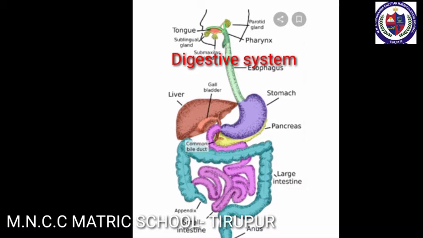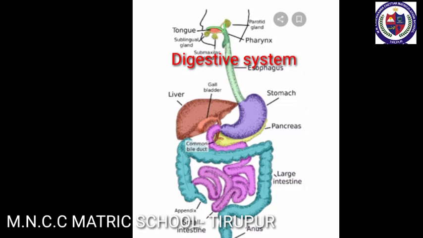Small intestine. It's the longest part of the alimentary canal, a long coiled tube measuring about 5 to 7 meters. There are 3 parts: duodenum, jejunum, and ileum. The small intestine serves both for digestion and absorption. It receives the bile from the liver and the pancreatic juice from the pancreas.